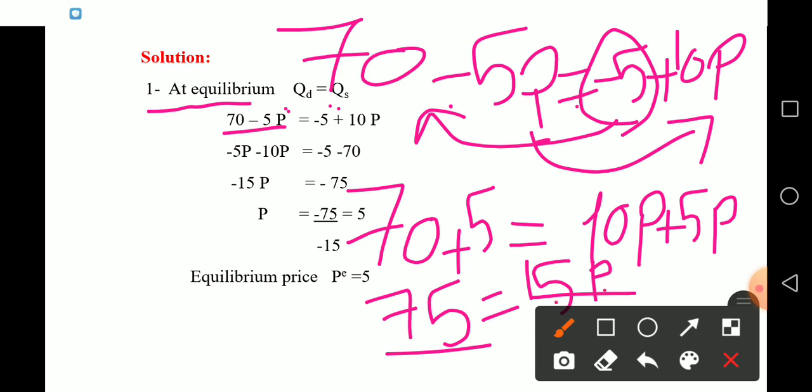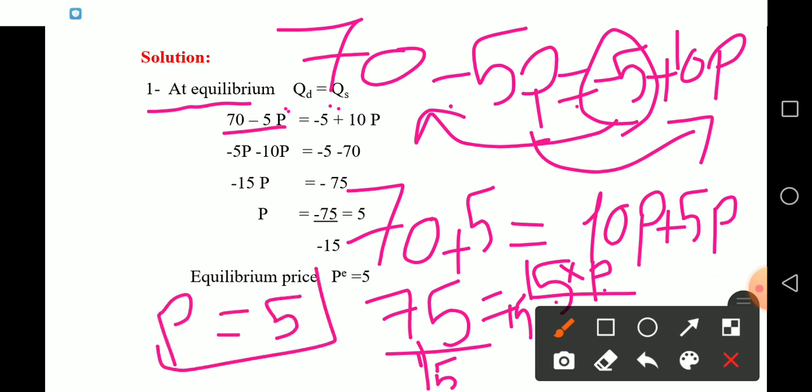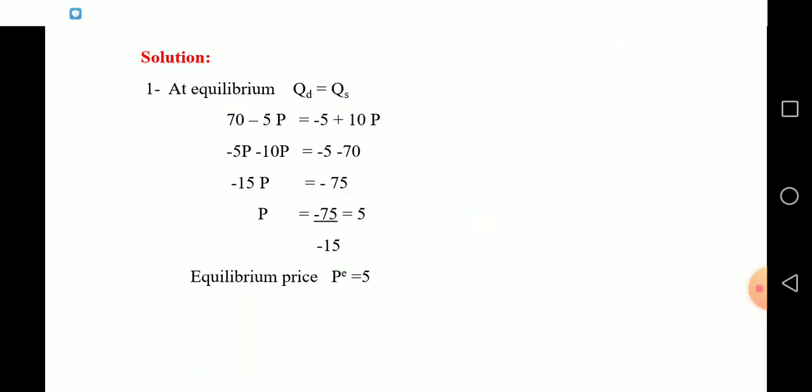I want to get the value of p, so between 15 and p we have a hidden multiply, right? The opposite of multiply is divide. So divide by 15, the coefficient, on both sides. So p equals what, guys? P equals just 5. Okay, we got it now. PE, the equilibrium price, is 5. So this is the first thing that we just calculated.